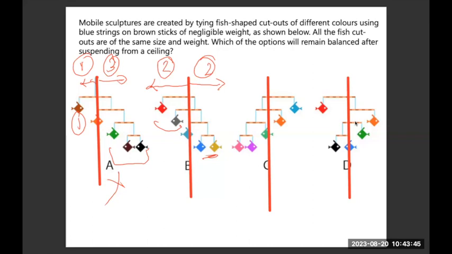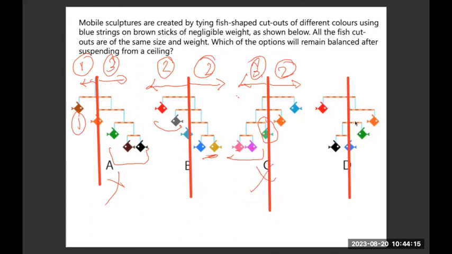With C, on this side there are two fishes, and on this side there are three fishes. Why three fishes? Because this fish which you see in the middle is not aligned with the center part. It is off center. That's where green, purple and pink, all three will be counted on the left side. That's why three fishes on this side, two fishes on the other side. So C is not possible.